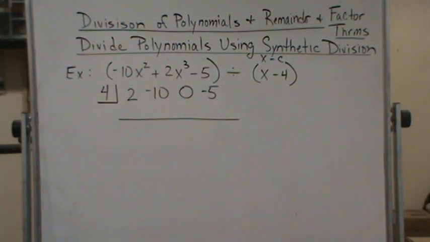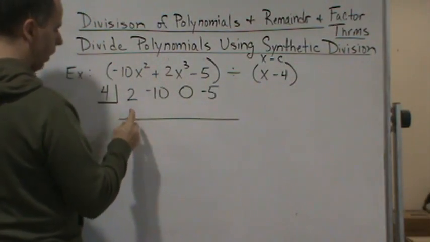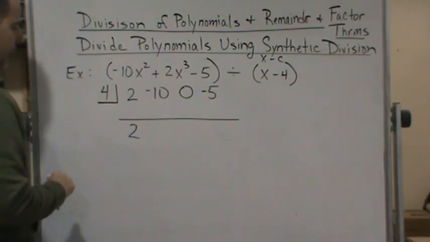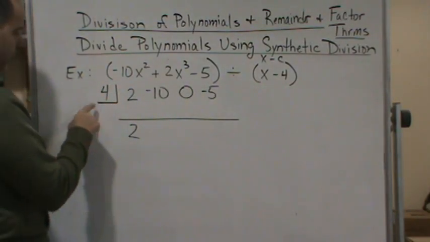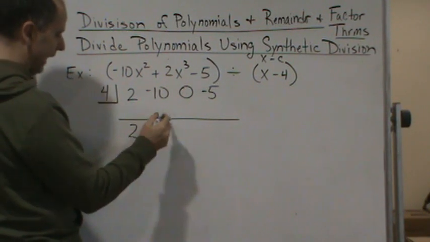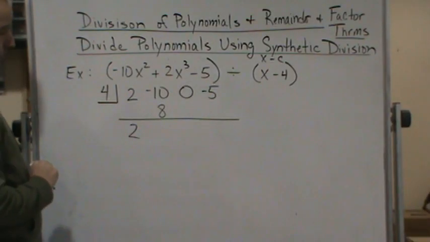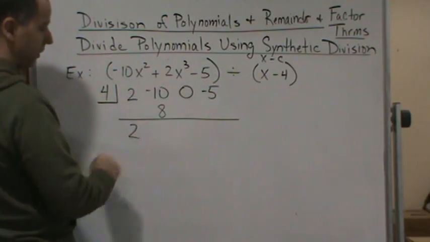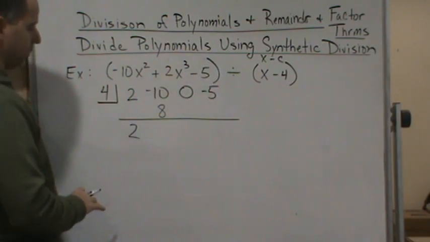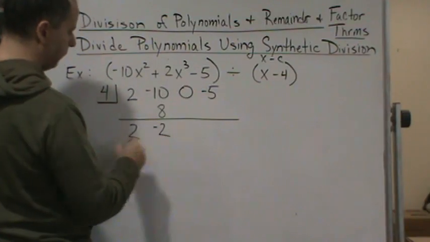Now we're going to do synthetic division. How does this work? The first thing we do is drop down the 2. Then we multiply. 4 times 2 gives us 8. The 8 goes in the next column to the right. Now we add down. We always add in synthetic division. So we add down and we get negative 2.